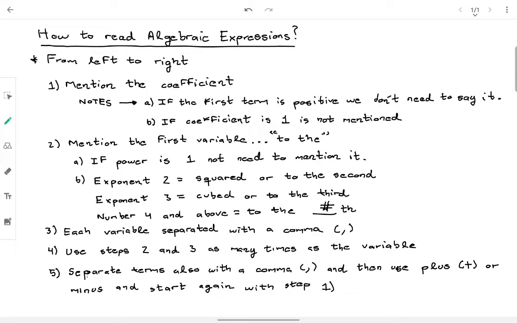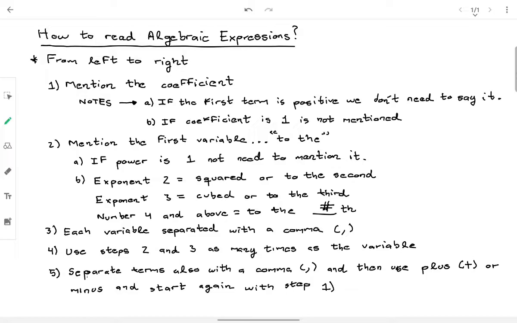So today's topic is going to be how to read algebraic expressions. It's very important for you to follow some steps in order to read algebraic expressions correctly. We are going to see today how to do it. It is always read from left to right, so we will start with the first number on the left and we will finish with the right part of the algebraic expression.